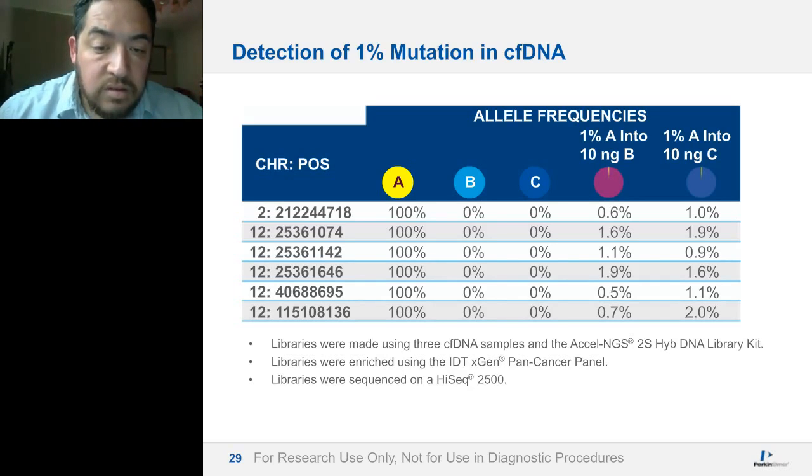So yeah, they were used. These libraries are made using 3 samples and using the Accel-NGS 2S library kit, as well as the IDT Pan Cancer panel, and then they were sequenced on the Illumina HiSeq 2500.